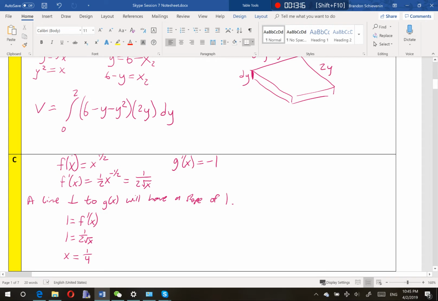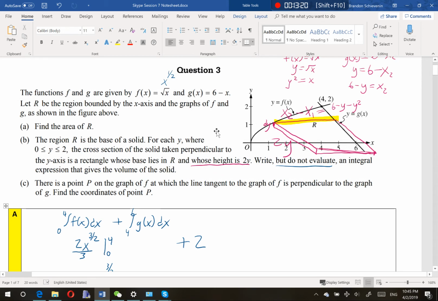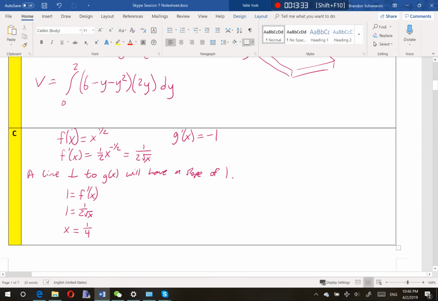That could have been plus or minus 1/4, except we're on the interval from 0 to 4. So I know that has to be positive 1/4. Okay, they said find the coordinates of P. So I've got an x value. What else do I need in order to get my y value? Put the 1/4 back into f of x.